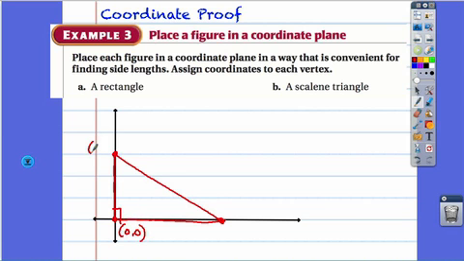Here I went up some unknown amount h. Here I went over some unknown amount k, but I haven't gone up or down at all, so I can still say 0. So there's my conveniently located scalene triangle in the coordinate plane with my variable coordinates. But enough about this. Let's actually prove something with it so this makes sense as to why we give variable coordinates.